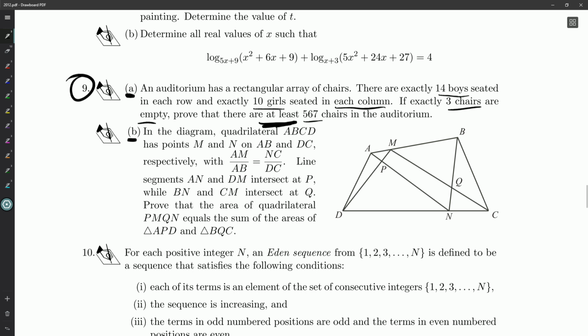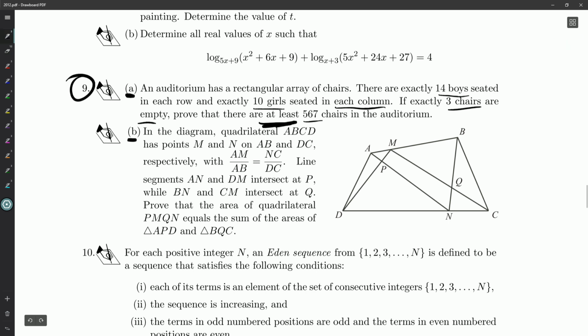Okay. So we know it's a rectangular array of chairs. Now, the fact that we've got 14 boys seated in each row tells me that there should be at least 14 sort of columns to our row. If we don't have so many columns, you can't fit that many boys, because it's sort of implied here that there is one boy per chair. Okay.